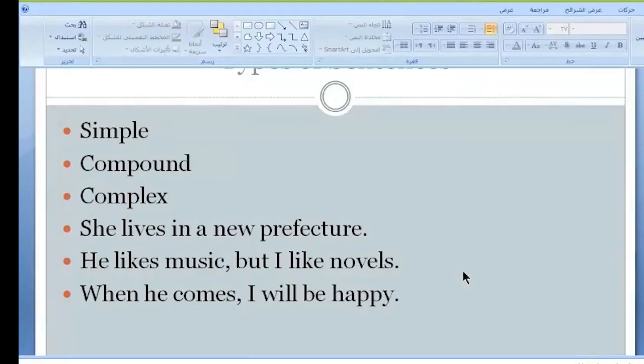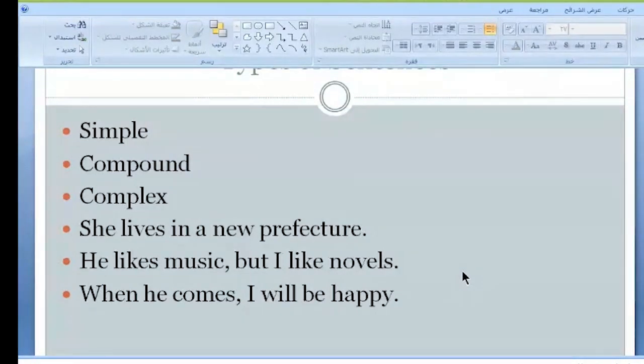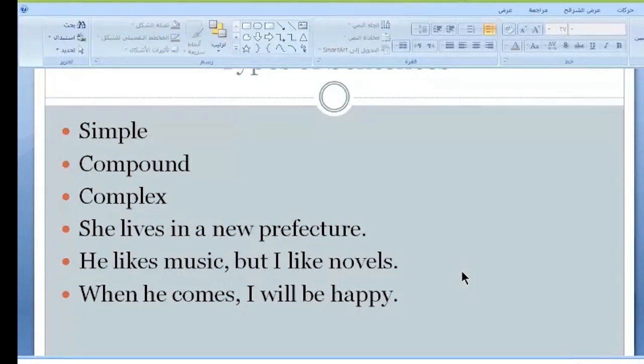But when he comes, can I take it alone and say this is a meaningful sentence? Is it understandable alone when I say when he comes and I stop? Of course not. So this is a secondary clause, not a main clause. So this is a dependent clause. It is a secondary clause. It is not a main clause. It cannot stand alone. But I will be happy, no, this is a main clause.